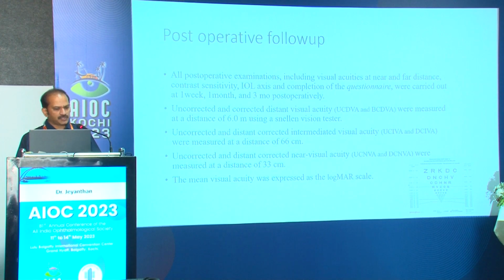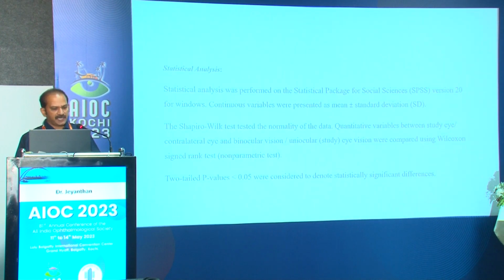Postoperatively, all the examinations, including visual acuity at near and far distance, contrast sensitivity, IOL axis, and completion of the questionnaire, were carried out at 1 week, 1 month, and 3 months postoperatively. The corrected distance visual acuity was done at 6 meters using a chart. Intermediate was done at 66 centimeters, and near visual acuity was captured at 33 centimeters. The mean visual acuity was expressed on the logMAR scale. The statistical analysis was performed on SPSS version 20 for Windows.